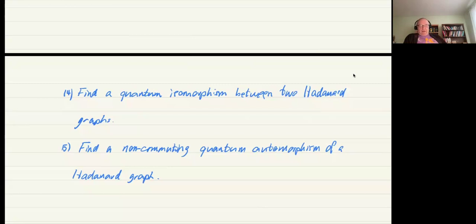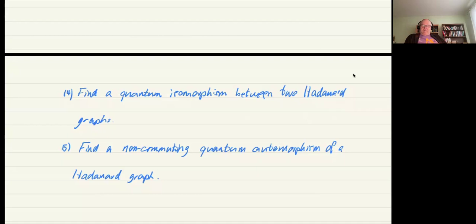Okay, and the second part is closely related. If I've got a Hadamard graph, give me an example where there's a non-commuting quantum automorphism. Now, the terminology is a bit awkward, but the problem is that we have this idea of a quantum automorphism group. And so it would seem reasonable to say that an element of the quantum automorphism group would be a quantum automorphism.